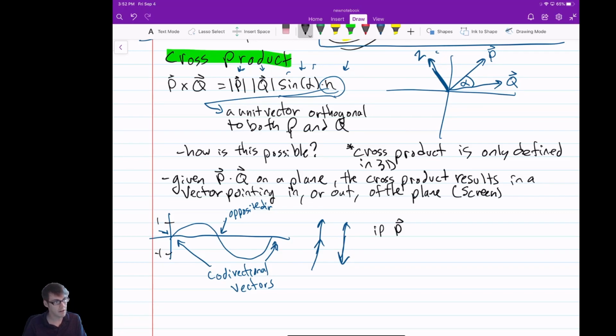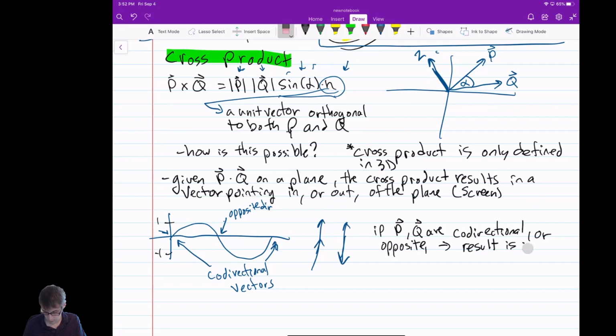If P, Q are co-directional or opposite, the result is a 0 vector. Okay, so if you cross product two co-directional or opposite vectors, you'll get a 0. You're not going to get a vector out of it.